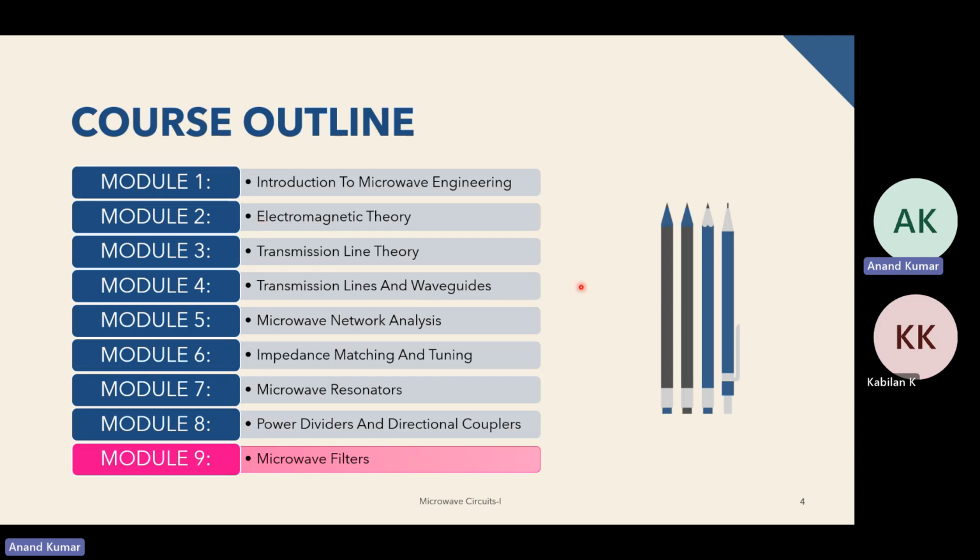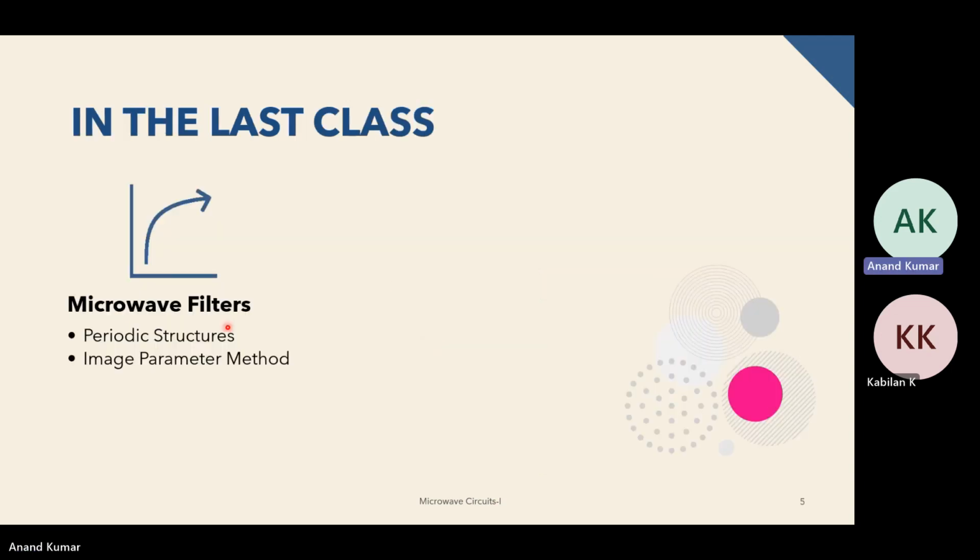This entire course was outlined for passive devices. Maybe in future I'll offer a course on active devices as well. In the last class we started with microwave filters, covered periodic structures, and started with the image parameter method. So we'll finish the image parameter method and then look into the insertion loss method and then filter transforms.